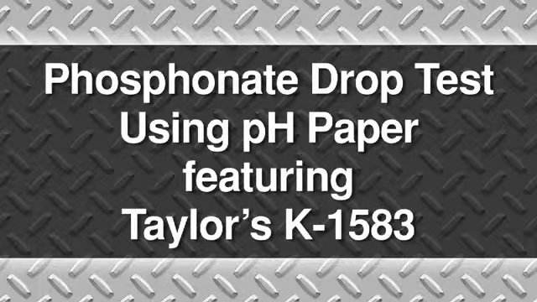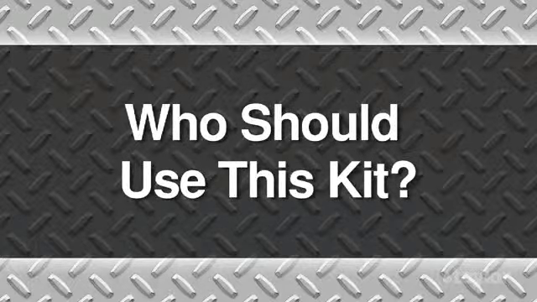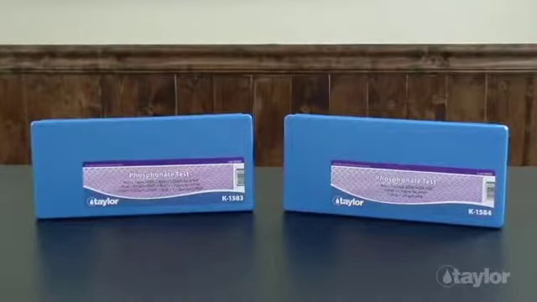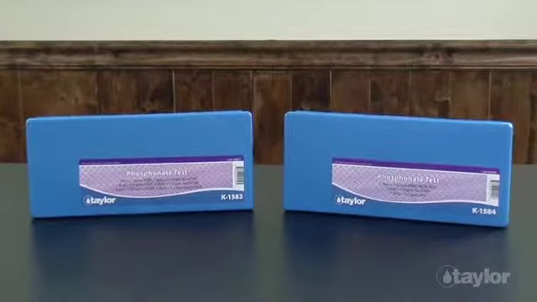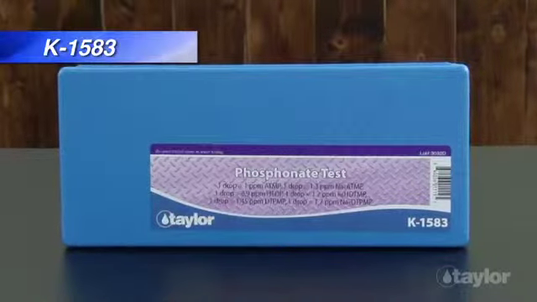Phosphonate drop test using pH paper featuring Taylor's K-1583. Who should use this kit? Taylor makes 2 drop test kits for water treaters monitoring phosphonate treatments in boilers and cooling towers.